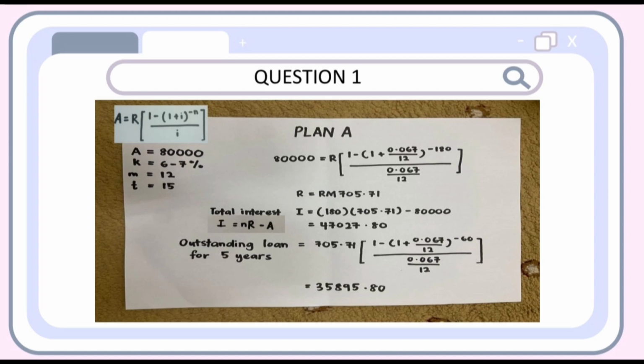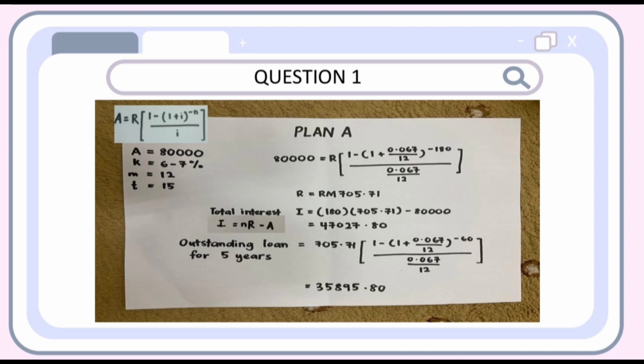Then we calculate the total interest using the formula I equals n times R minus A. We substitute into the formula: 180 times 705.71 minus 80,000. Then we get the total interest for RM 47,027.80.